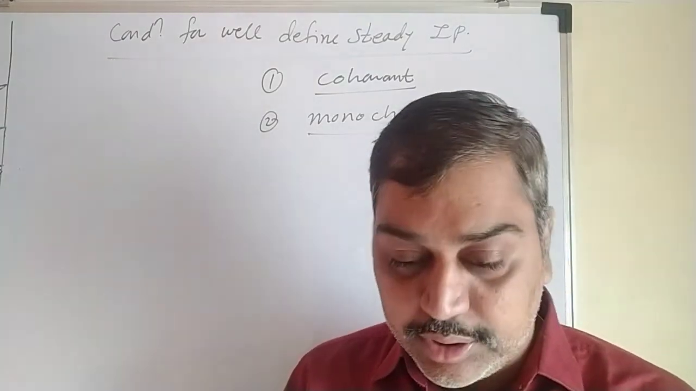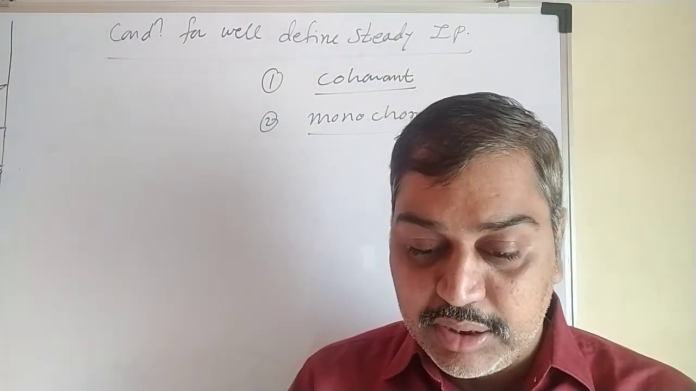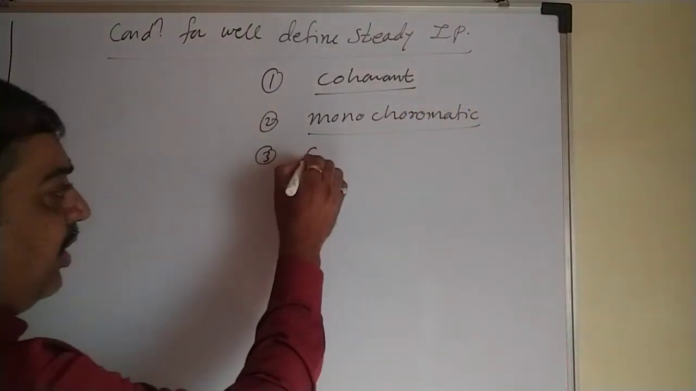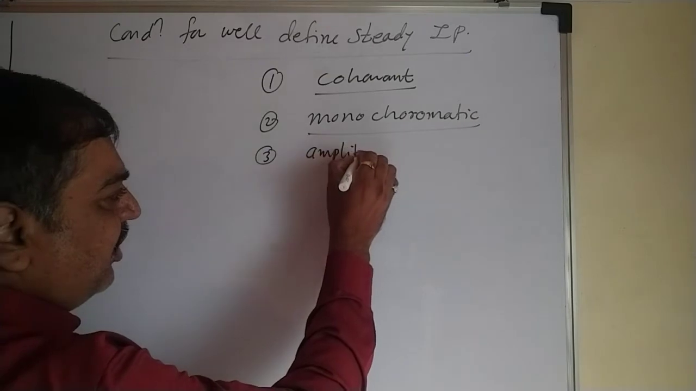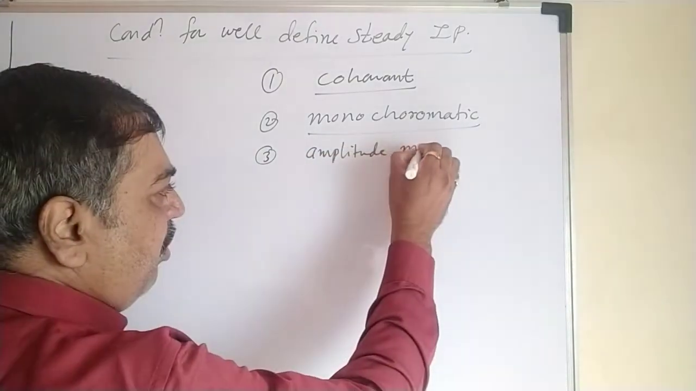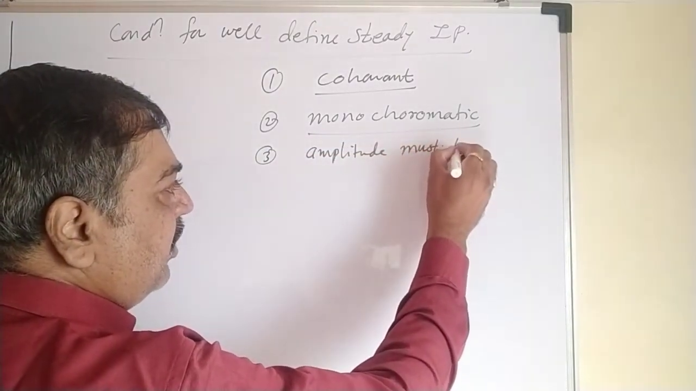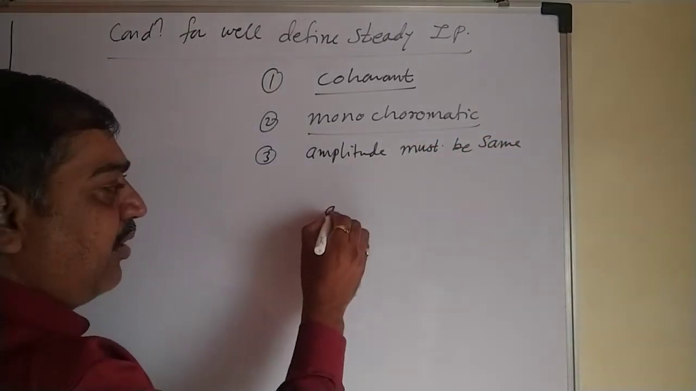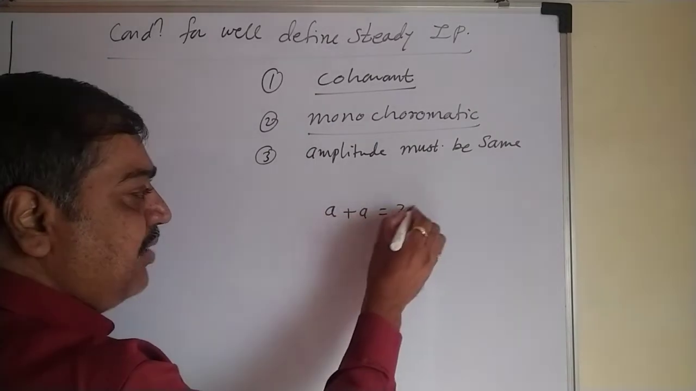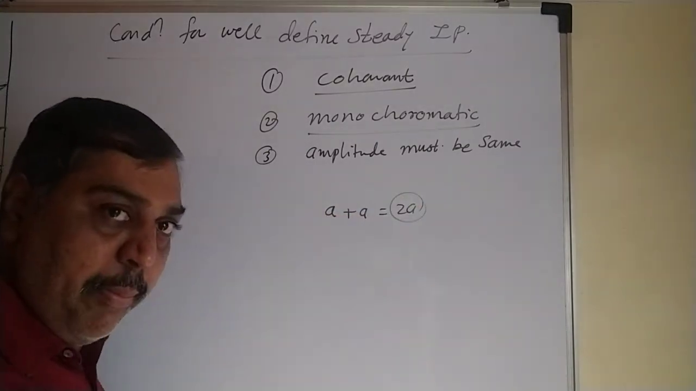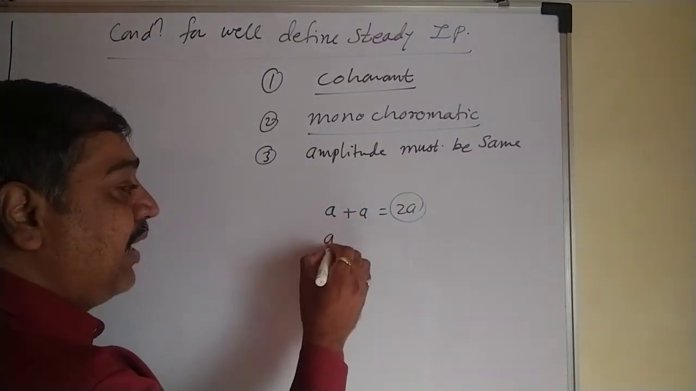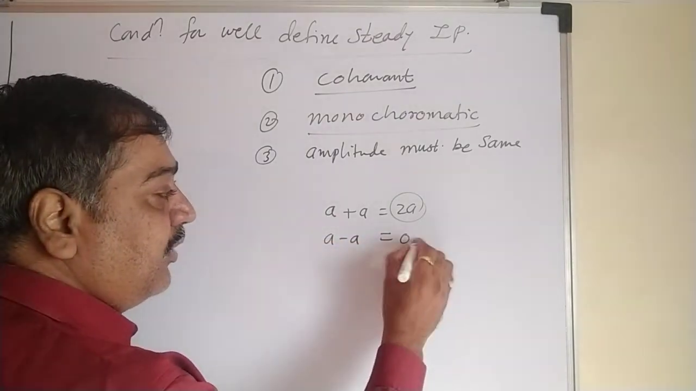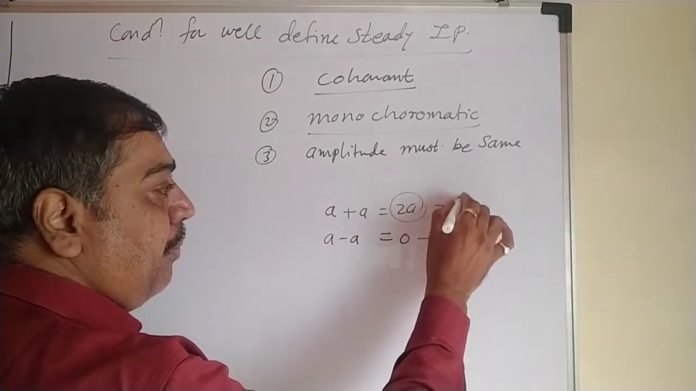Let's go to the third condition. The two interfering waves must have the same amplitude. Amplitude must be the same. Why is this condition introduced here? Because in constructive interference the resultant amplitude is A plus A, which is twice A, and we get a bright point. But when there is destructive interference, A minus A, if both have the same amplitude, it comes to be 0. So this is a dark point, and that is a bright point.